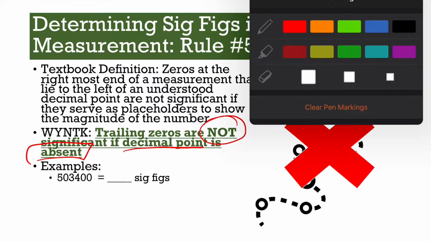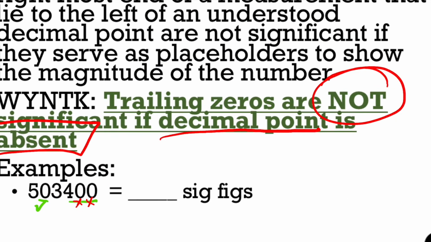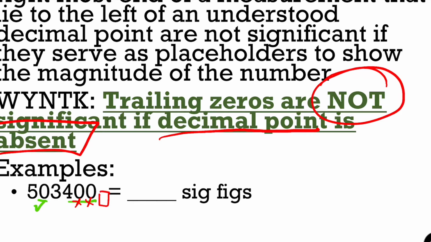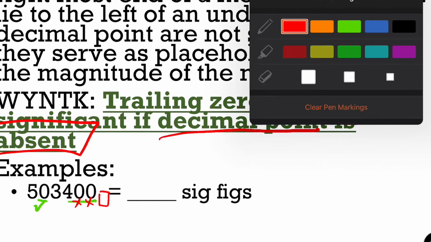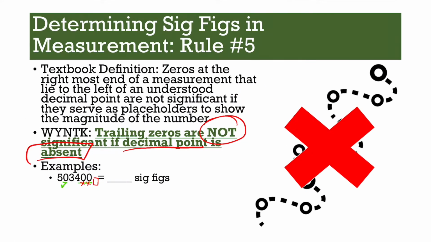So if we look at this example, we have some zeros. Now this first one is significant because it is a sandwich 0. But these 2 are not. If you notice, there is no decimal point. So that means the trailing zeros are not significant. We don't care about those. We have 1, 2, 3, 4 significant figures.